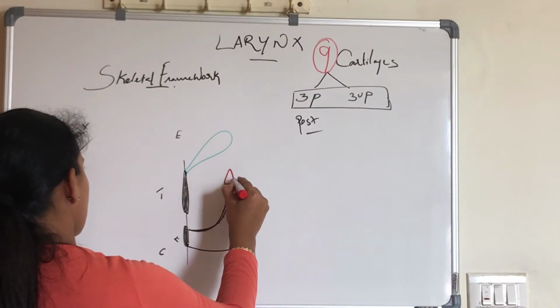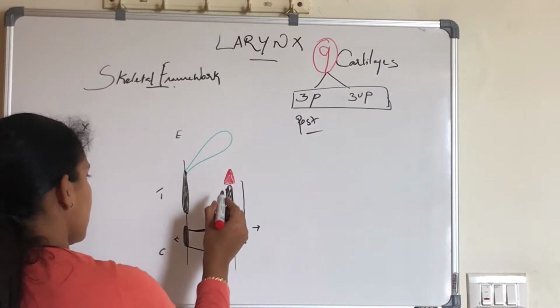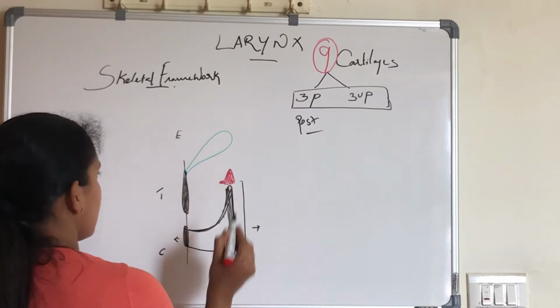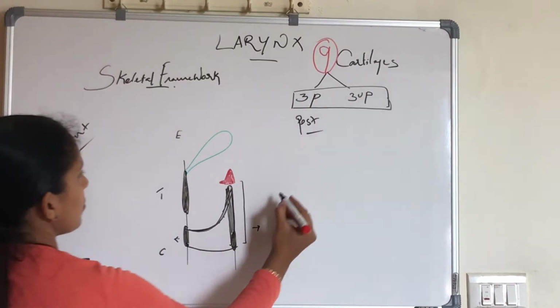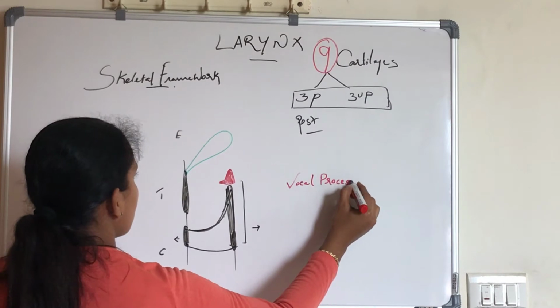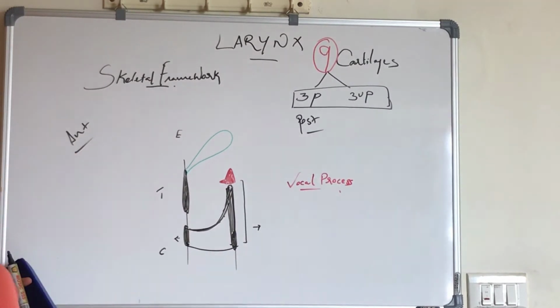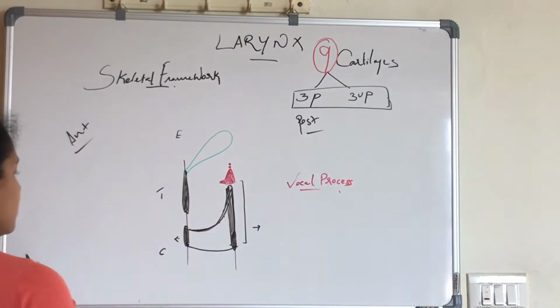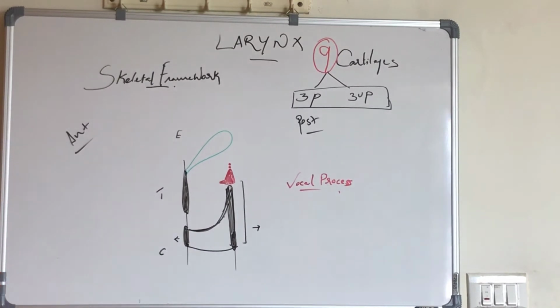Let's move on to the three paired cartilages. One of the three paired cartilages is your pyramidal shaped arytenoid cartilage. What is that anterior smaller projection? That is your vocal process, just above your cricoid lamina. And above that arytenoid you have two nodular shaped structures called corniculate and cuneiform. Nothing much to talk about corniculate and cuneiform.